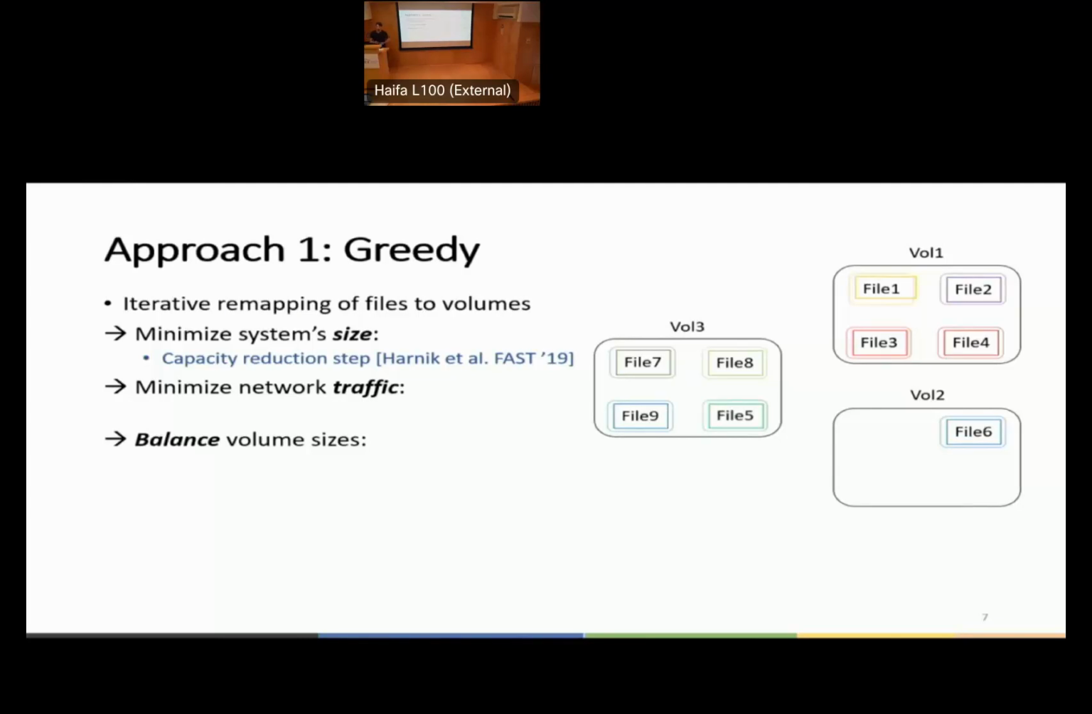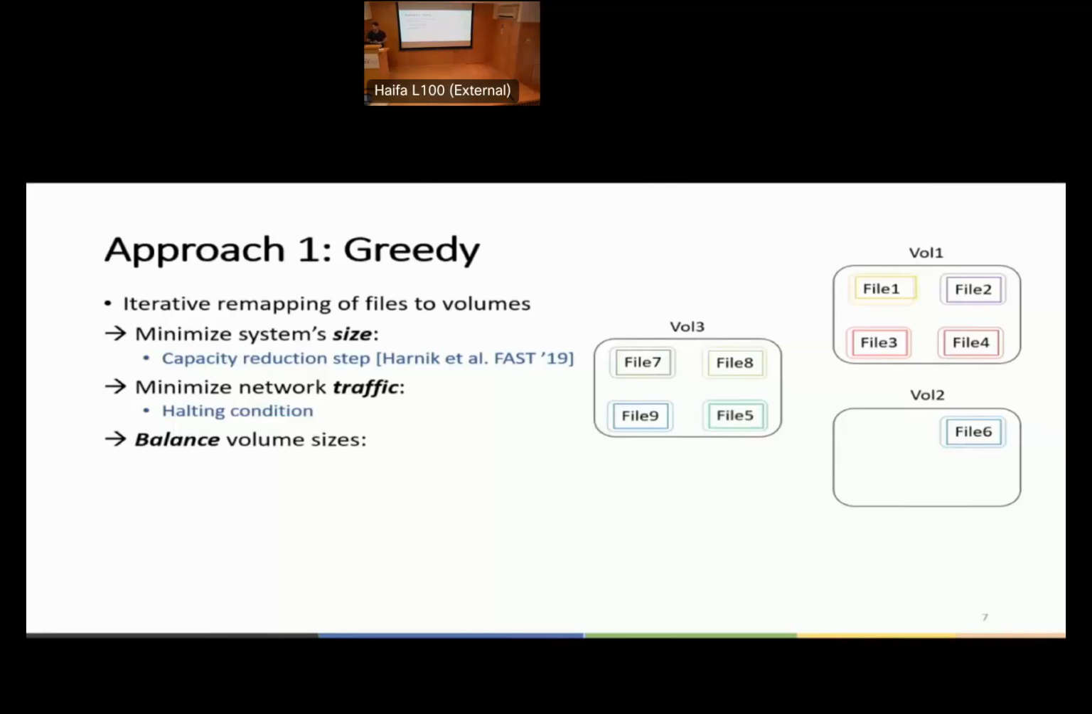The second goal that we had, to minimize the network traffic, is addressed by a halting condition. So when we reach a certain amount of traffic that we set before, we stop the process, and therefore we do not consume more network traffic than we originally wanted.